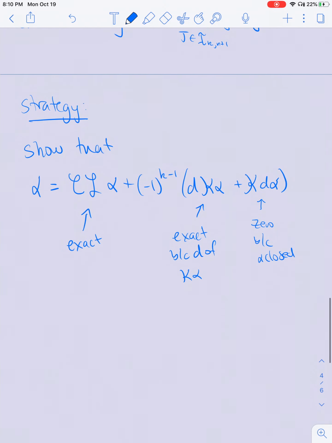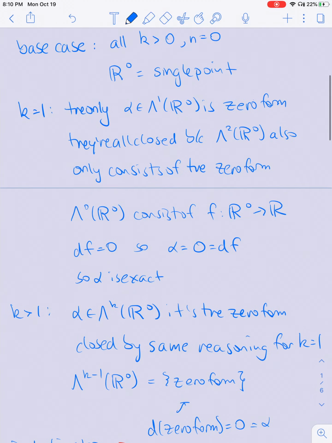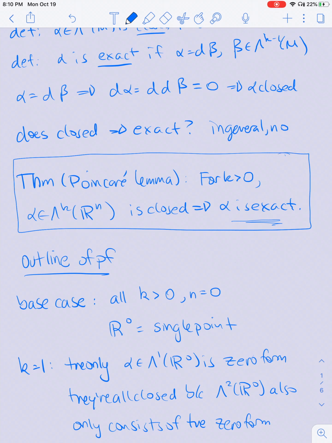In this video, we are going to prove the Poincare Lemma. So as a reminder, I'll go back up to the top. What we're proving is that for k greater than 0, any differential k-form on R^n that is closed is also exact.